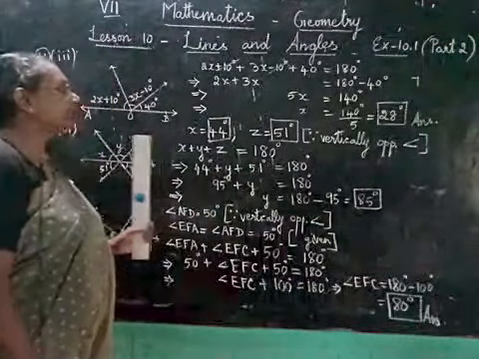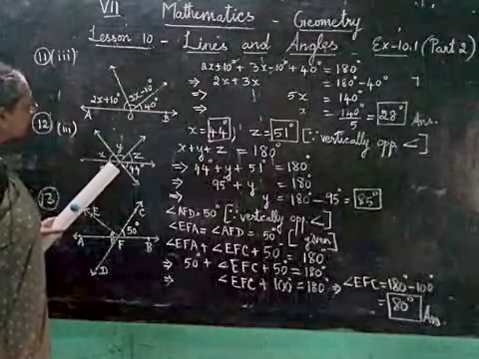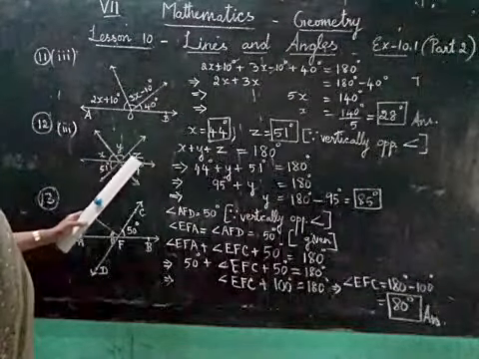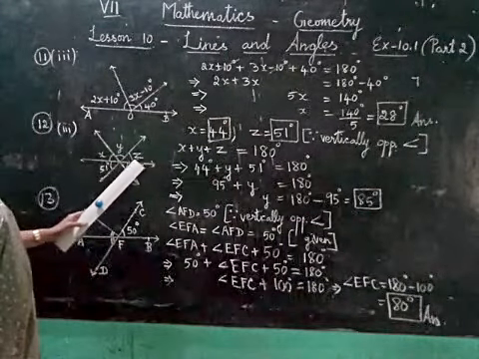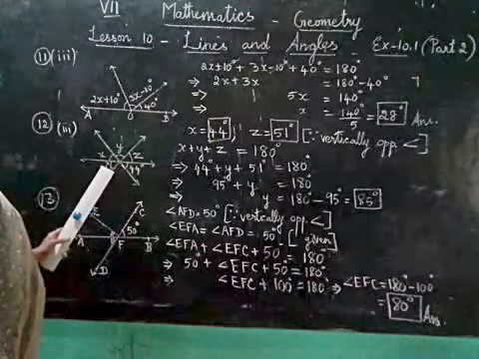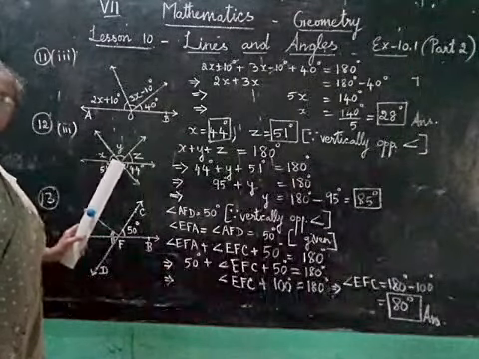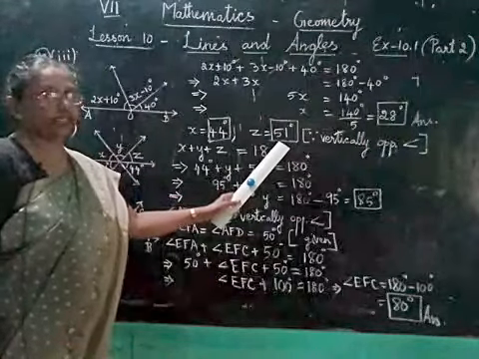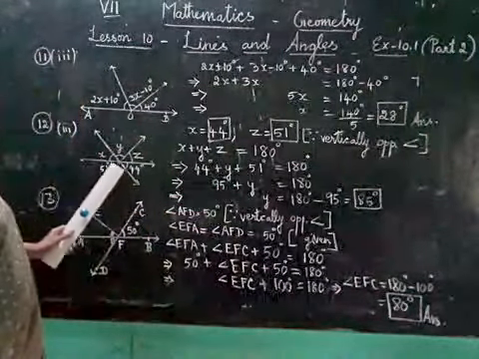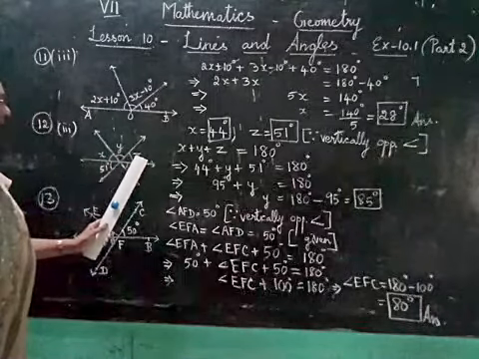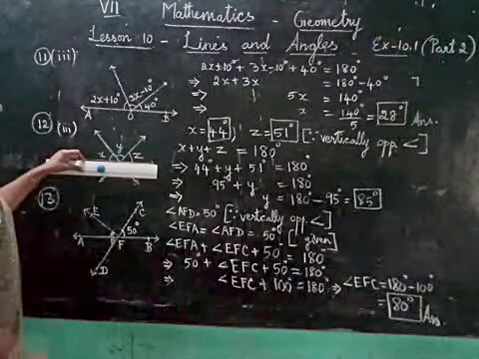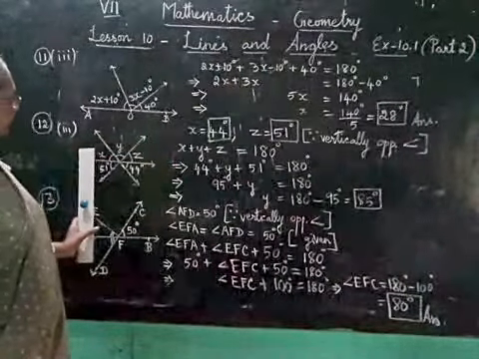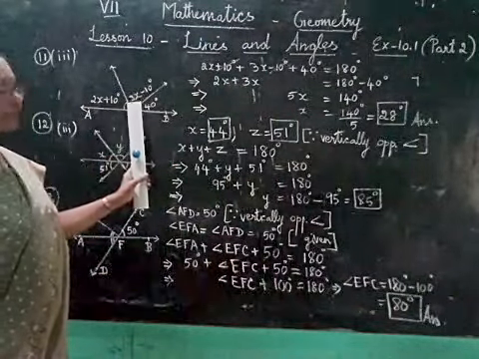In the same way, here we see these two angles, z and 51 degrees. When we consider z and 51 degrees, they are also vertically opposite angles, therefore they will also be equal. So z is equal to 51 degrees. Now when we see x, y and z, as I told you, they are lying on the same side of the line. So we can apply the same principle which we applied in the earlier sum.